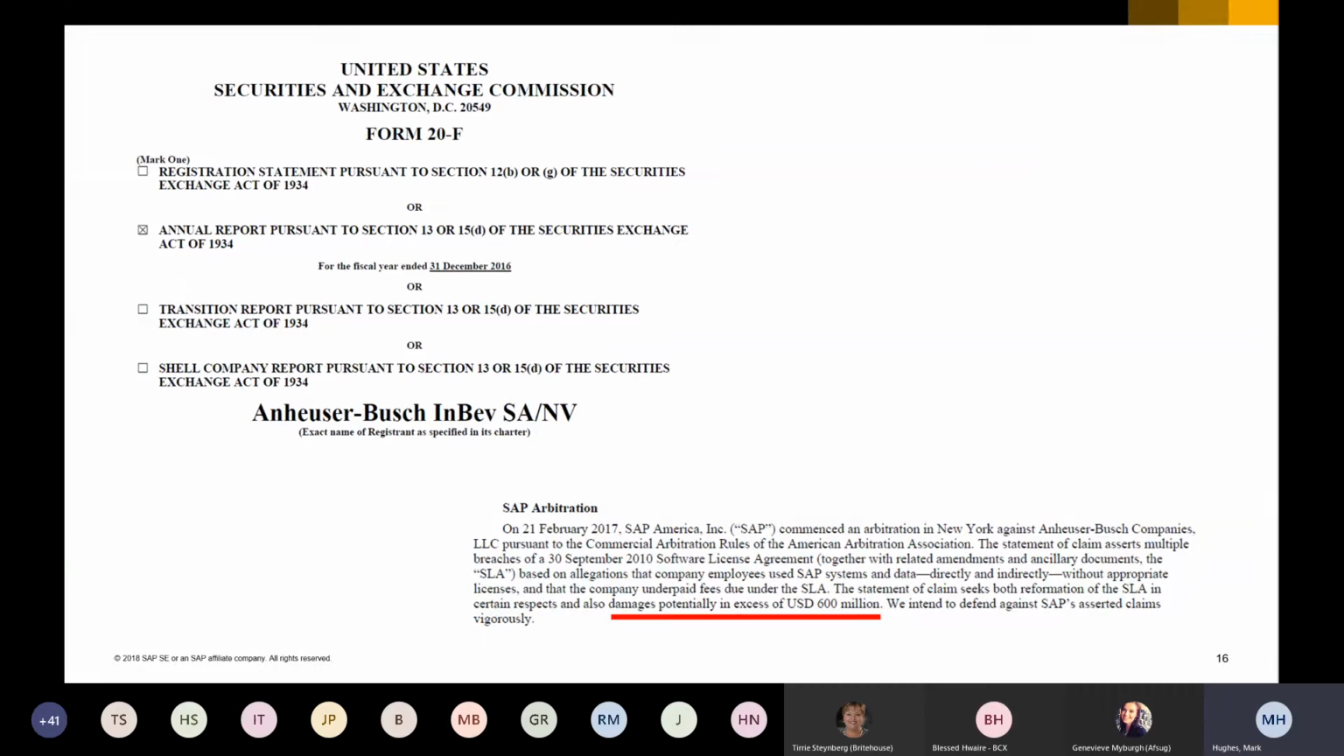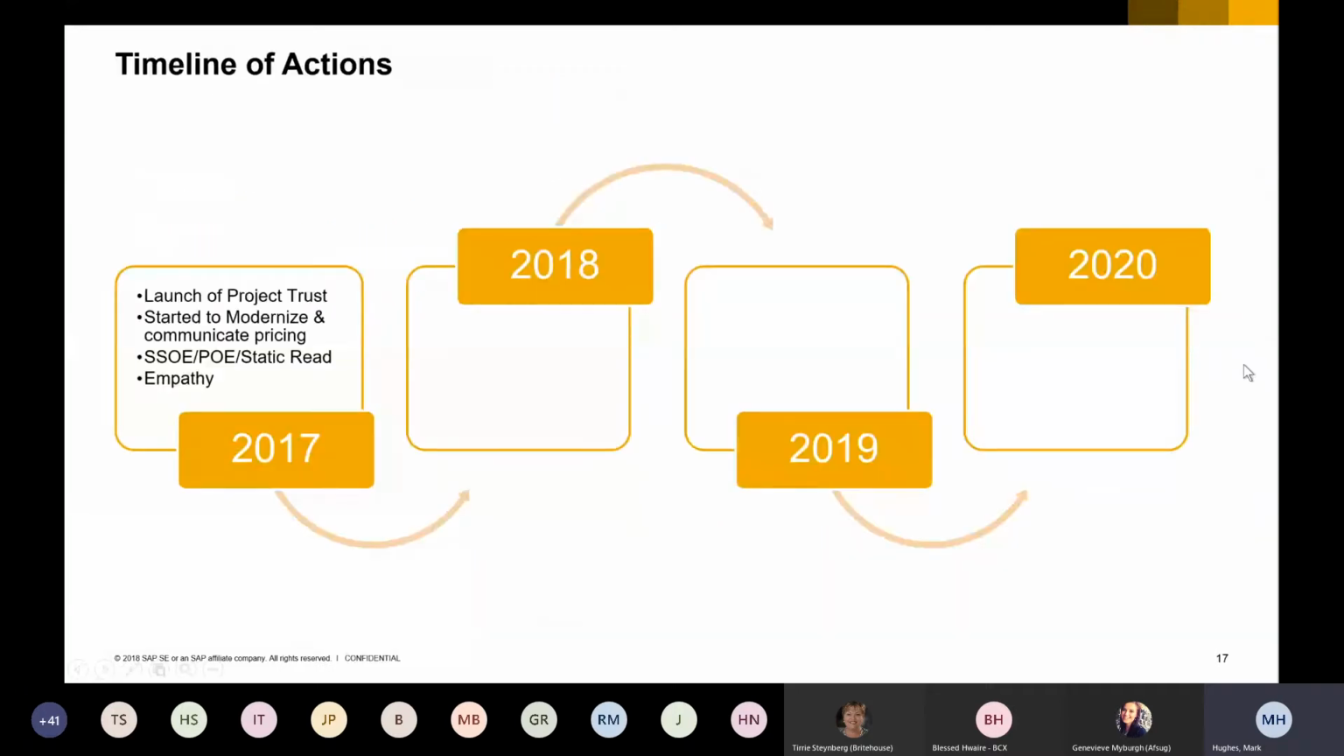And they decided to state there that they were setting aside to cater for damages potentially in excess of 600 million US dollars. And you can see in the text there that based on allegations that employees were using SAP systems and data directly and indirectly without appropriate licenses. So I think at this point in time, everybody in the SAP community, our customers, SAP employees, our partners, everybody sat up and took notice that something was brewing here that was really not nice to see. And that is what was behind the decision by SAP to launch this Project Trust.